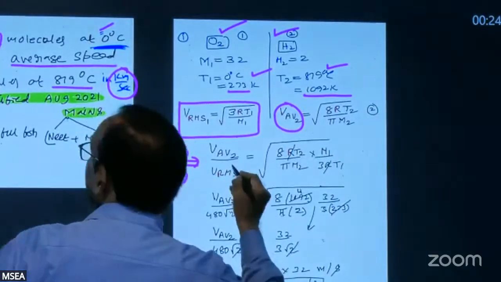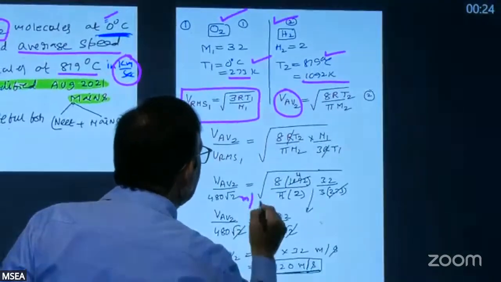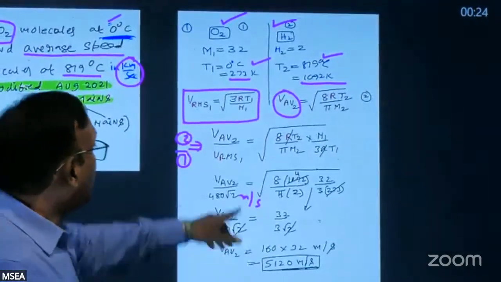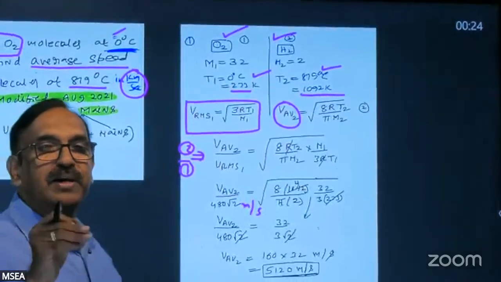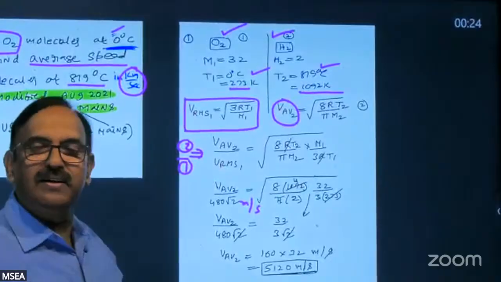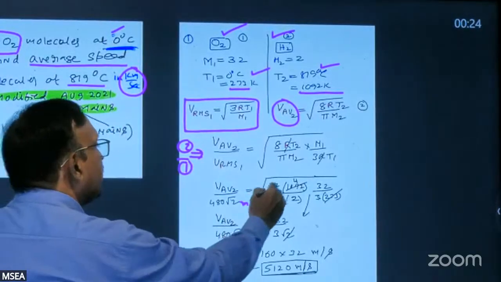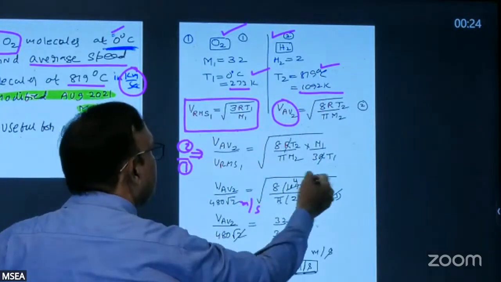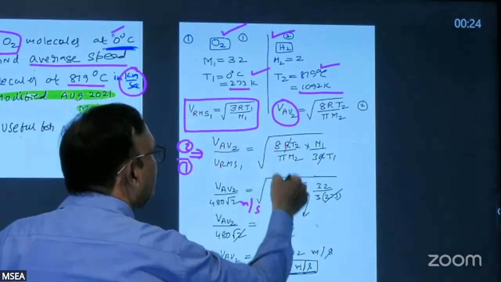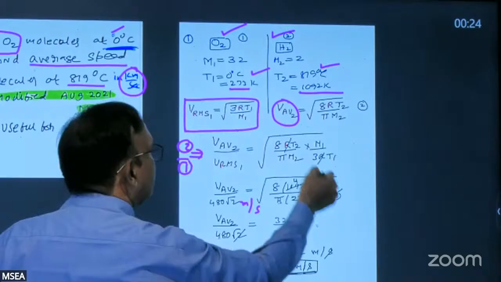Now, what is the RMS speed of the gas molecules given? 480 root 2, naturally in terms of meter per second. Now, doing this arithmetic is a little bit of art. Accurately doing it in time requires a little bit of 100% practice, please. Root 8, R term gets cancelled. The temperature of 819 degrees centigrade means 1092 Kelvin. This pi as it is. M2 comes out to be 2. M1, 32.